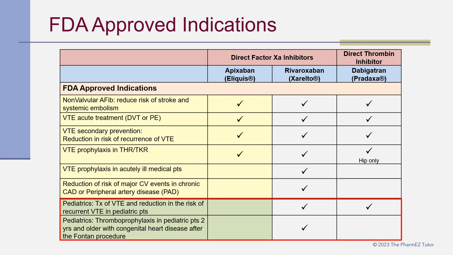The DOACs have two pediatric indications. Treatment of VTE and reduction in the risk of recurrent VTE in pediatric patients, only rivaroxaban and dabigatran are indicated for this use. The second pediatric indication is for thromboprophylaxis in pediatric patients 2 years and older with congenital heart disease after the Fontan procedure. Only rivaroxaban is indicated for this use.